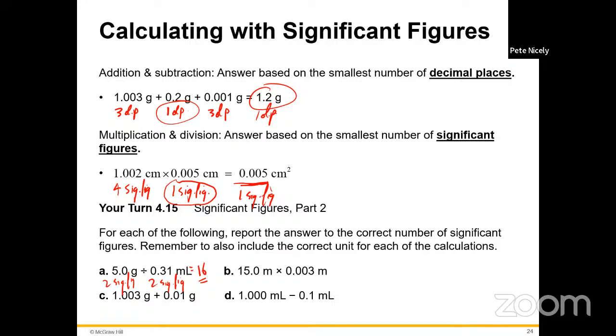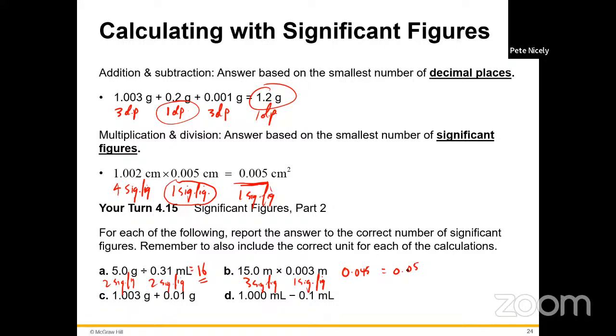Okay, what about B? We're multiplying 15.0 times 0.003. And this is what I got on my display, 0.045. But we have to take into account the sig figs. So how many sig figs here? 3 sig figs. And how many sig figs here? 1 sig fig. So that means that you have to round off your answer to what? 0.04. 0.05 actually. Or yeah, you round up. So we round off to 0.05 as your final answer.